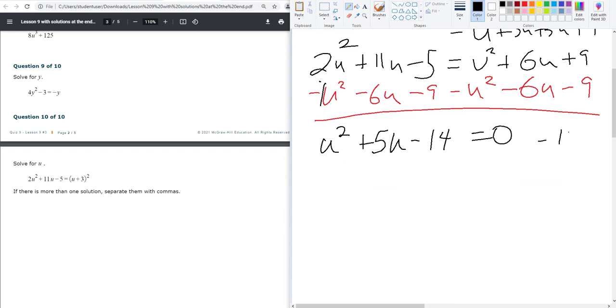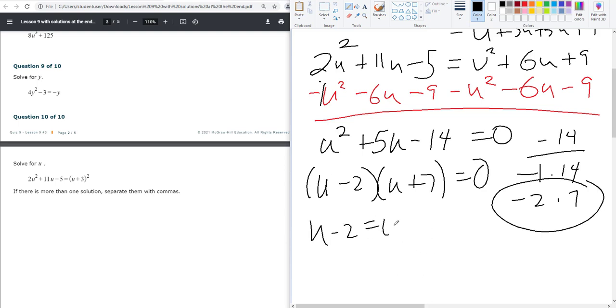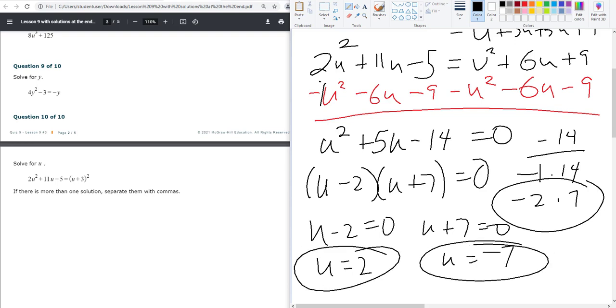And the factors of negative 14, negative 1 times 14, negative 2 times 7, that's the one that adds to 5. I don't need to split or group because, look, there's a 1 here. Those are my factors, u minus 2 and u plus 7. And you can distribute that out to be sure, but it works. So u minus 2 equals 0 if u is 2. u plus 7 equals 0. If I subtract 7 from both sides, u is negative 7. So those are my two answers.